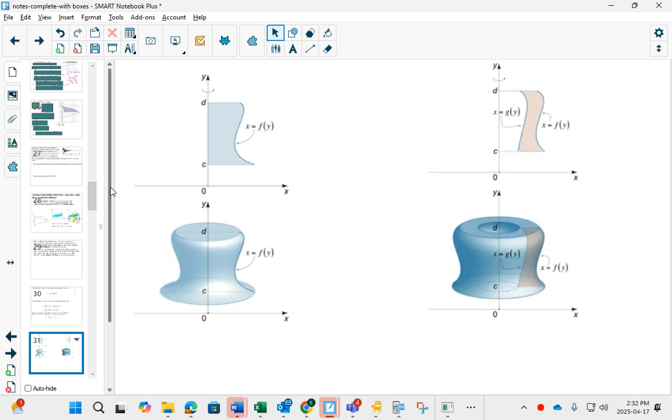So here's some pictures. If you had x equals f of y, so now we have a function in terms of y, and we took this and rotated it around the y-axis, it makes this shape that looks like a fancy hat.